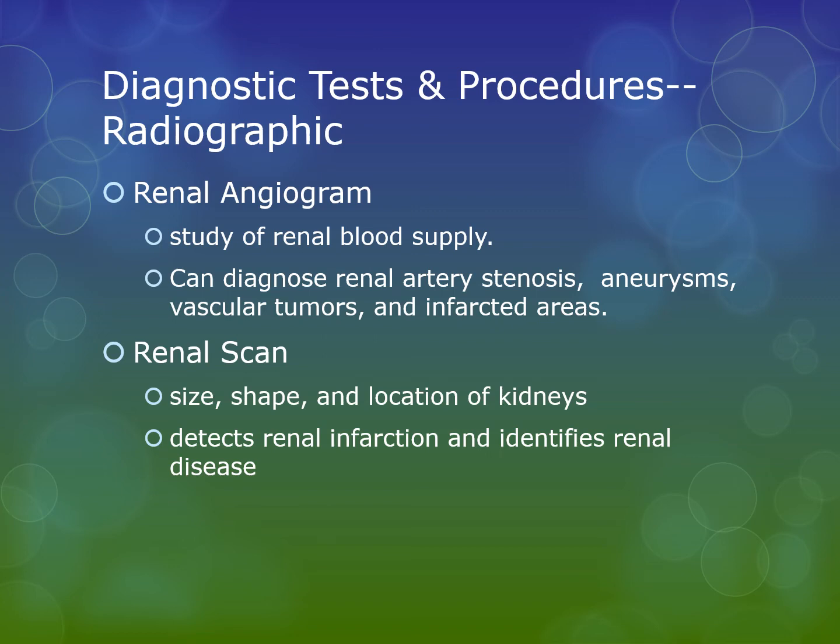The final diagnostics that we're going to be looking at are angiograms and renal scans. A renal angiogram is the study of the renal blood supply. Even though it is going to highlight the collecting system too, because it really has no choice, this is going to do a better job of highlighting the kidney itself. You're going to be able to see the blood supply going into the kidney, and since the kidney is so well perfused, it's going to light the kidney up.